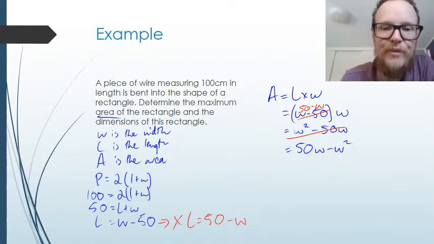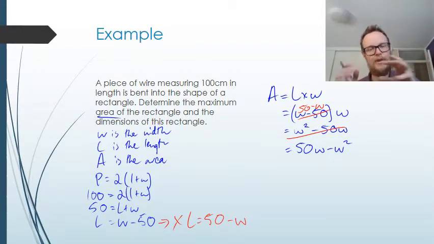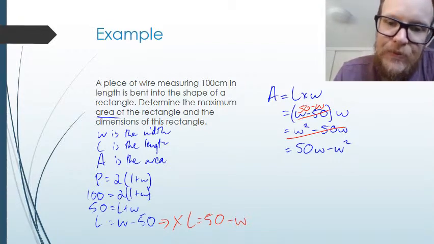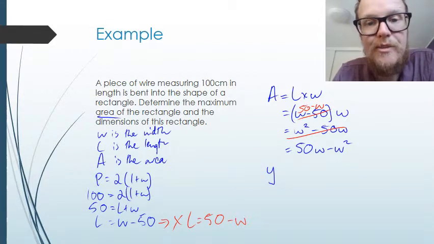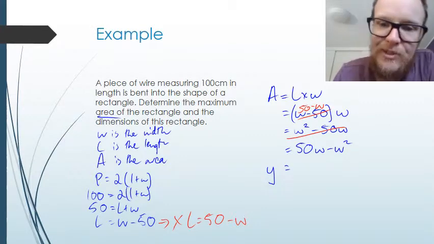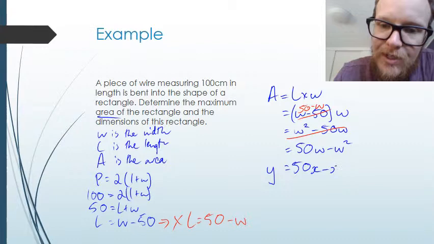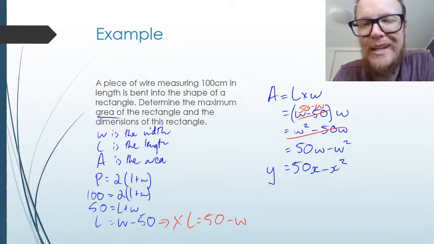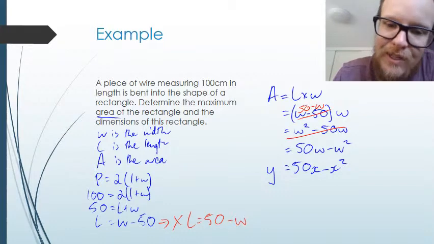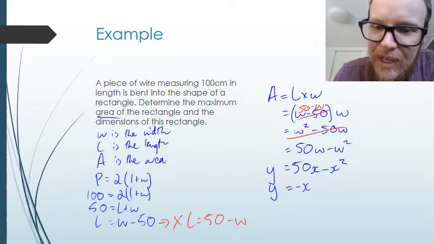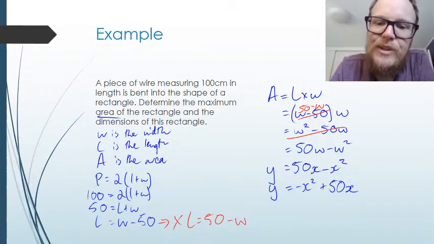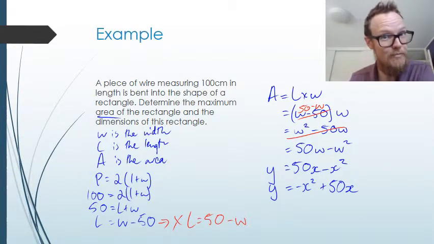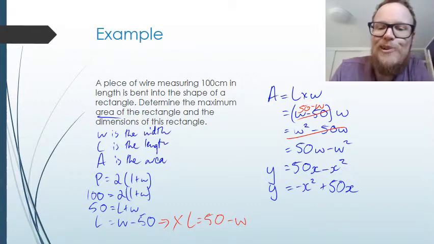So if I was graphing this, I put in the width, and I want to get what area that's going to give me. So the area is going to be on the y-axis, and W is going to be on our x-axis. So we get 50x minus x squared. It's not really in the format of y equals ax squared plus bx plus c though, so let's rearrange: negative x squared plus 50x. At least it's in the form of ax squared plus bx. So we've got our equation now. That's pretty good. We're on our way.